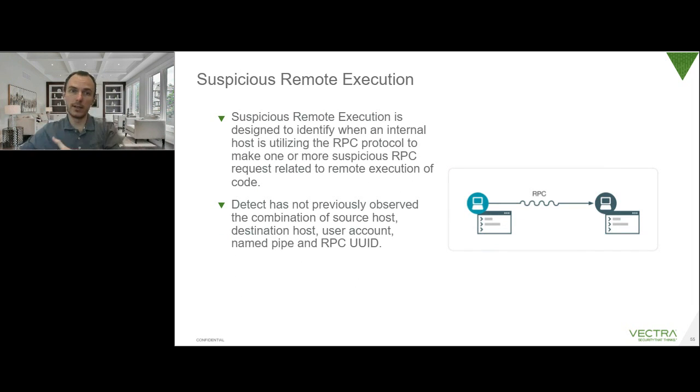Moving from recon to actual execution, we have sufficient execution, which is looking for this subset of UEIDs that are meant to actually effectively execute code. This is triggered off of a combination of source host, destination, account, and the main pipe, and finding abnormalities in there.